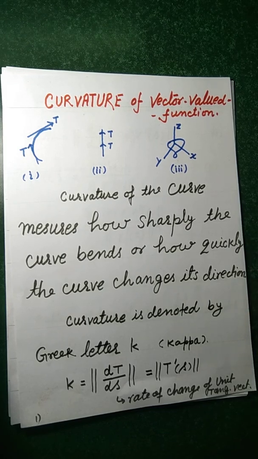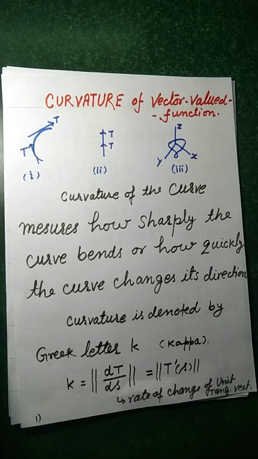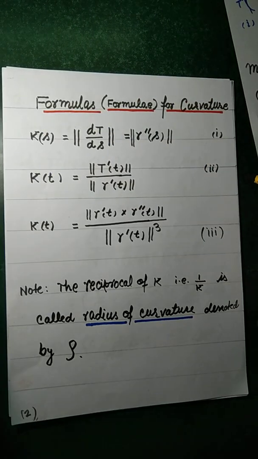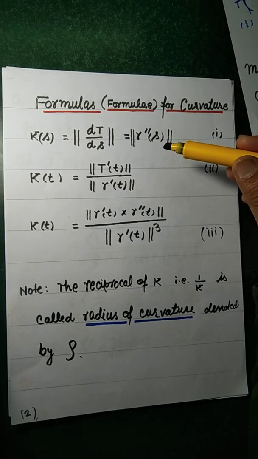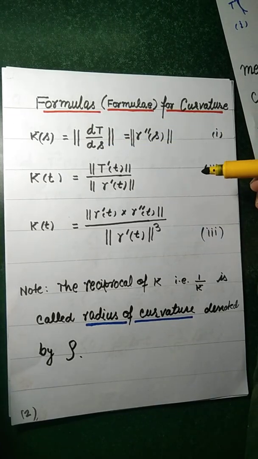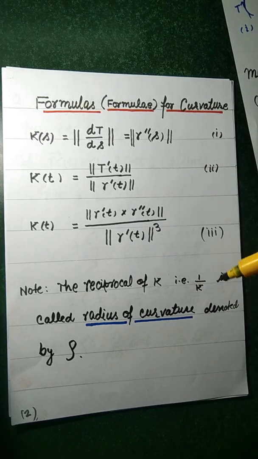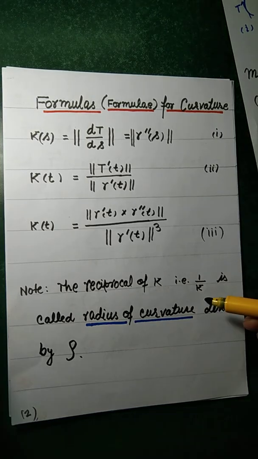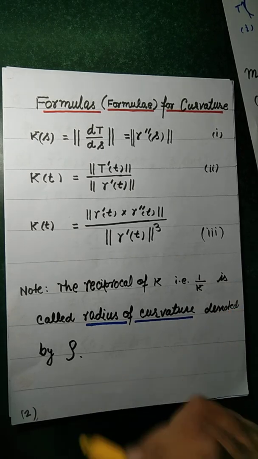So curvature here is denoted by the Greek letter kappa, and it is given by the rate of change of the unit tangent vector. We have some formulas for curvature. Curvature in terms of parameter s is given by this one. In terms of parameter t, we will use these two formulas. And the reciprocal of curvature is known as radius of curvature, denoted by rho.